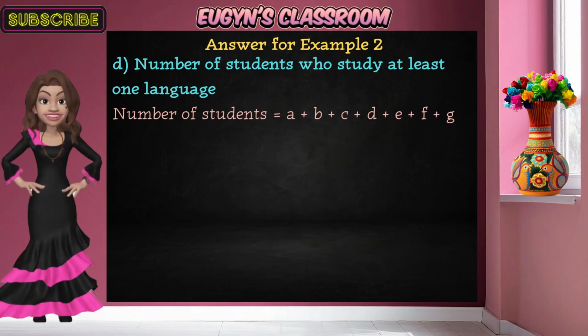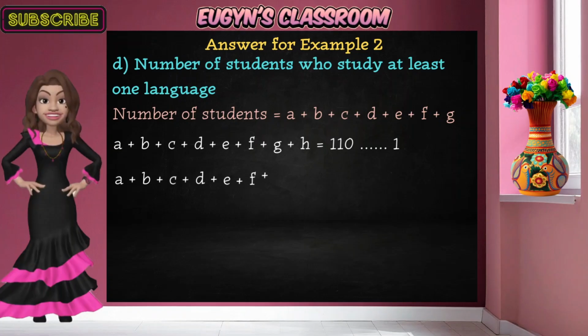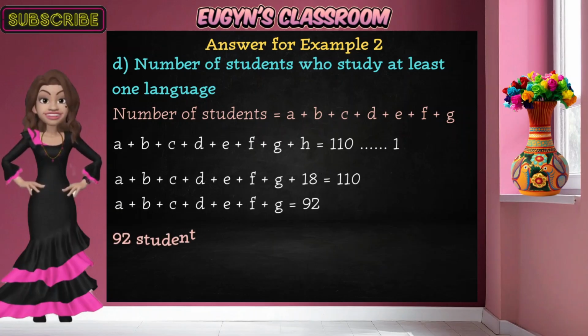We can use equation 1, which sums up all the letters A up to H equals to 110. Then we need to eliminate the value for H. From equation 8, H equals to 18. Therefore, letters A up to G will have a total of 110 minus 18, which is 92. Therefore, 92 students study at least 1 language.